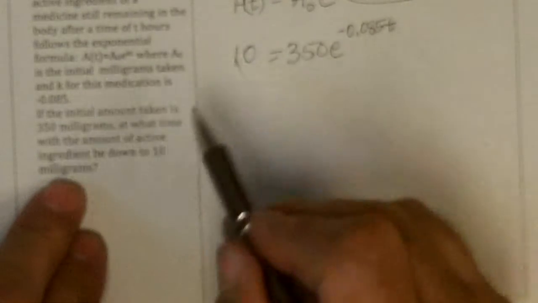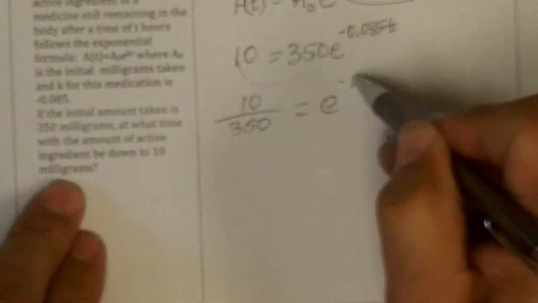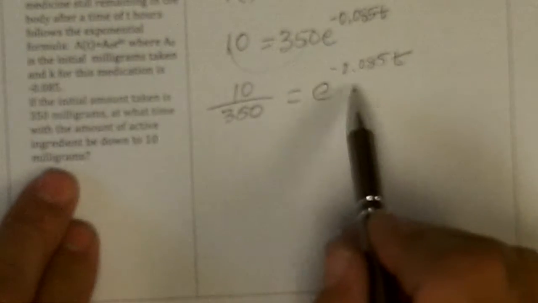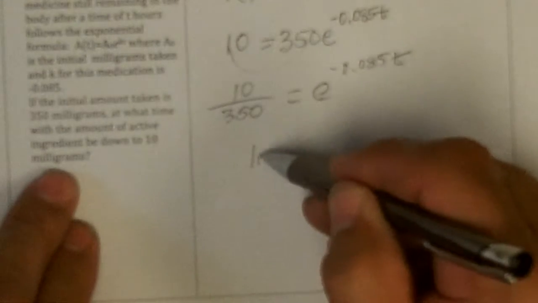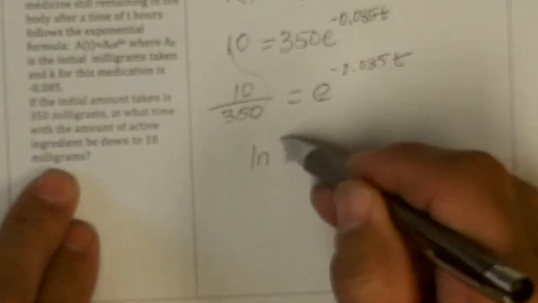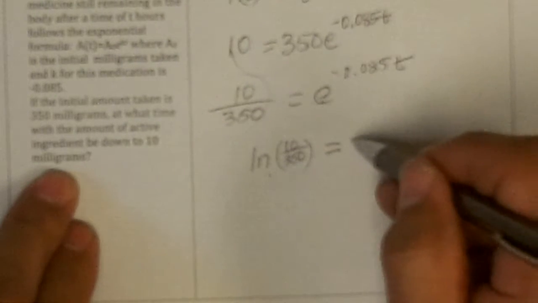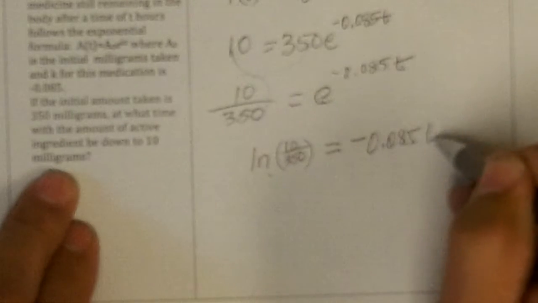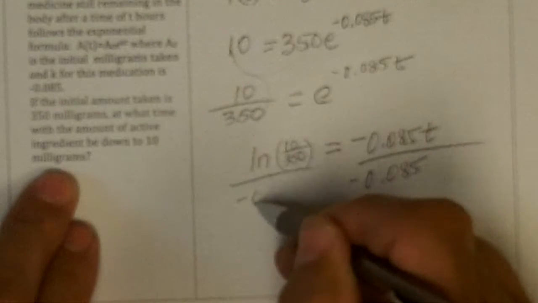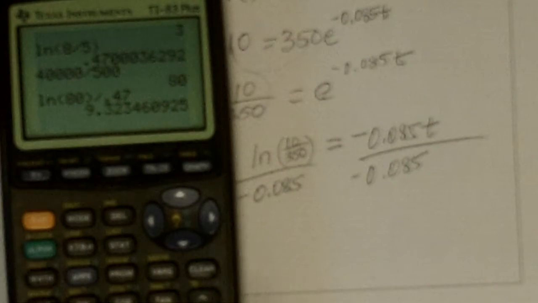milligrams? So we're going to divide the 350 out. And then, to solve for t, we're going to write this as a log equation, base e, so ln of this, which is 1 over 35 if I reduce it, but that's alright, equals e to this power, negative 0.085 t. Divide by negative 0.085.